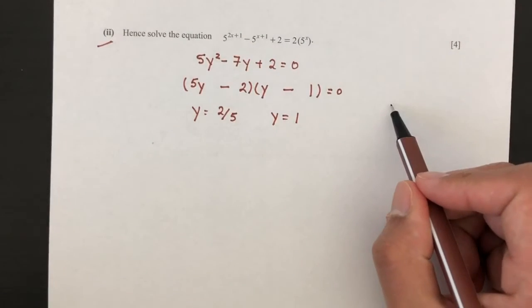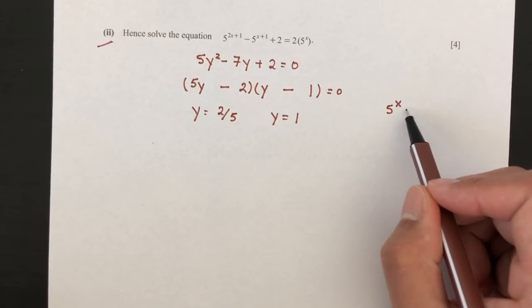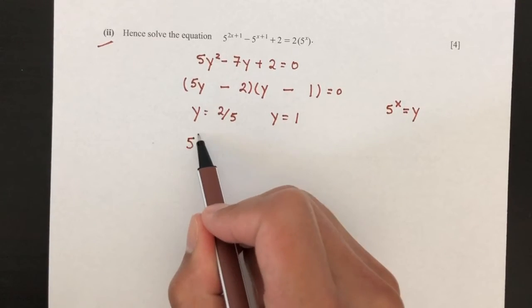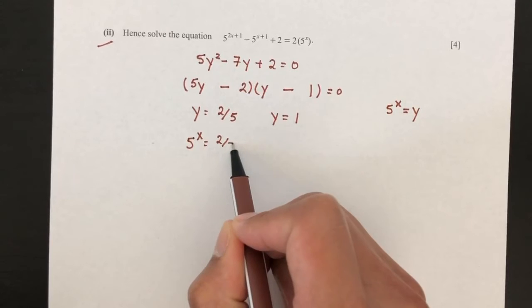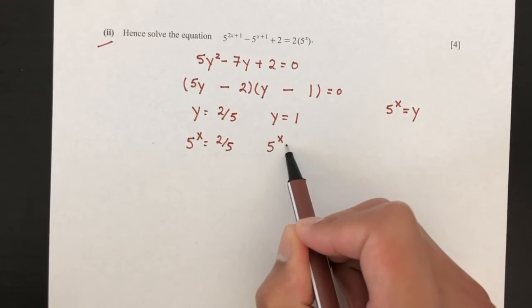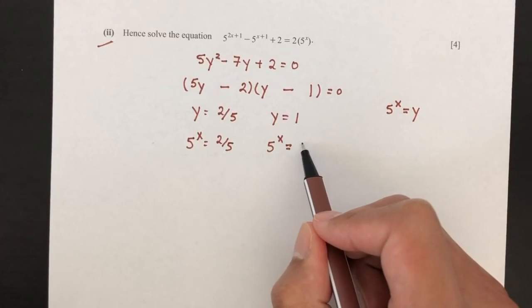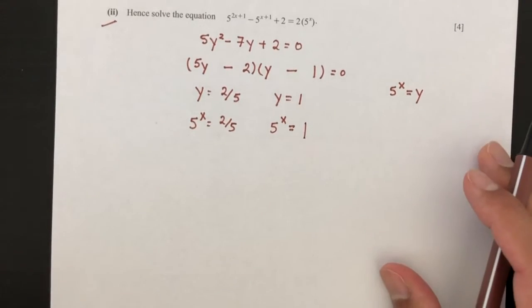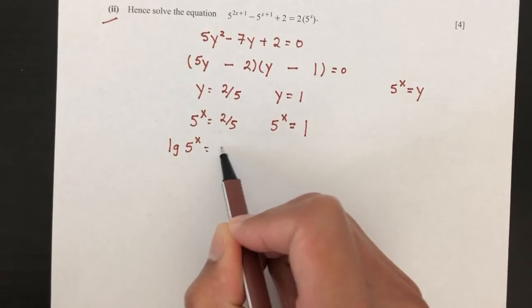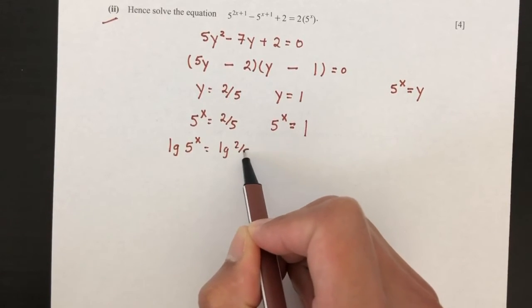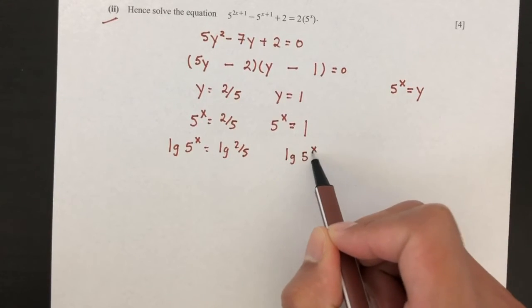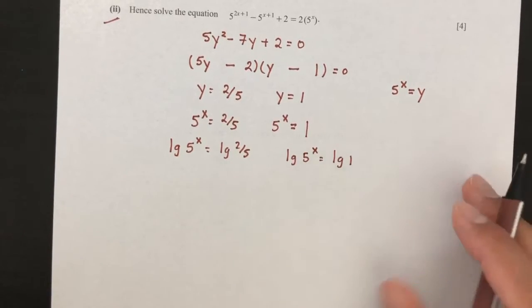So we know that 5 power x is equal to y. Replace: 5 power x is equal to 2 over 5. Same thing here, 5 power x is equal to 1. Now you can take log on both sides. You will have log of 5 power x equal to log of 2 over 5. Same steps, log of 5 power x equal to log of 1.